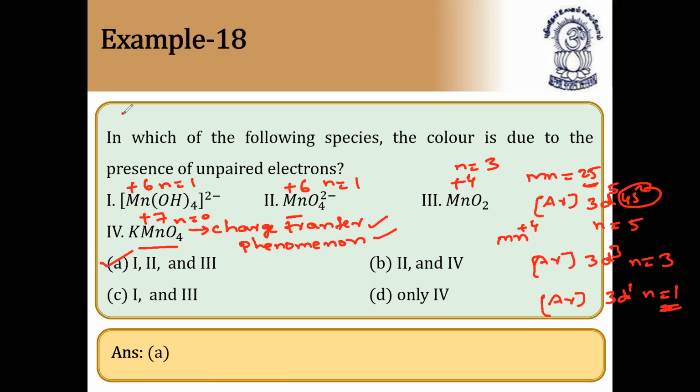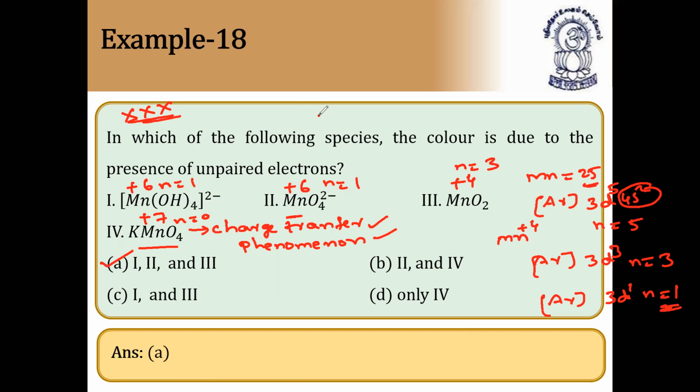Very, very important question, so please note it down. Remember this point, very important, I'm repeating here. If a species does not contain unpaired electrons but still exhibits color, it is due to the charge transfer phenomenon.